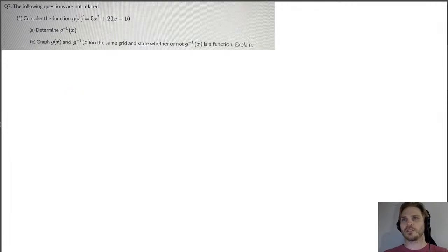Following questions are not related. All right, so consider the function g of x equals 5x squared plus 20x minus 10. Determine the inverse. We kind of started this one before, but I just want to do something real quick.